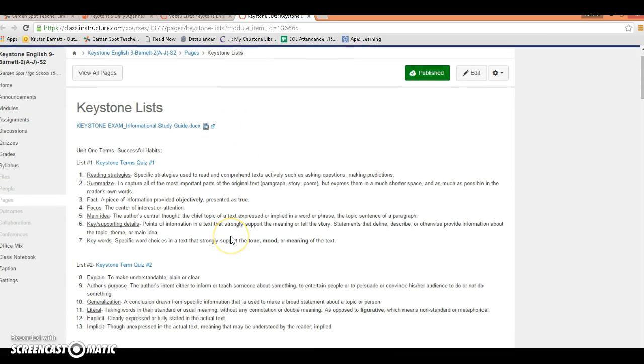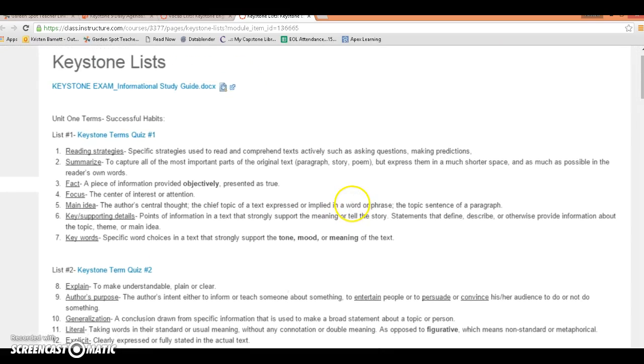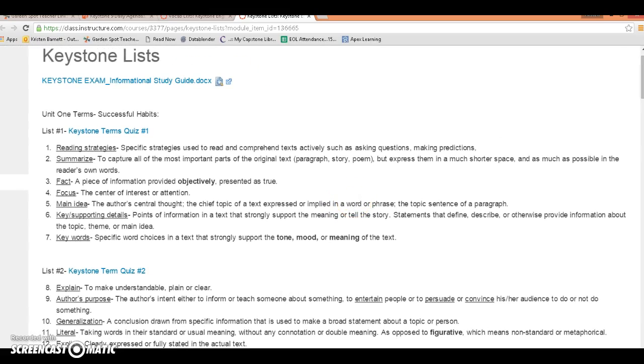Your Keystone words for this week are here, list 1. Reading strategies are all of the specific strategies that people use to read and comprehend texts actively, such as, and there are many, but asking questions, making predictions, reading the headers, summarizing, making connections, making inferences, previewing the text, imagining the text, like anything that you are doing other than just looking at the words and thinking about what they mean. So specifically, one example of a reading strategy is to summarize.